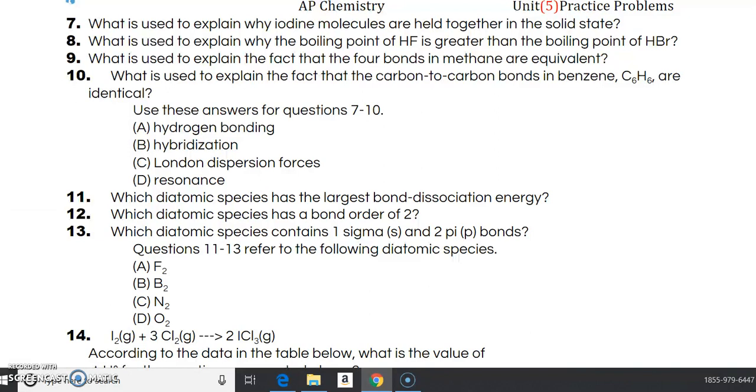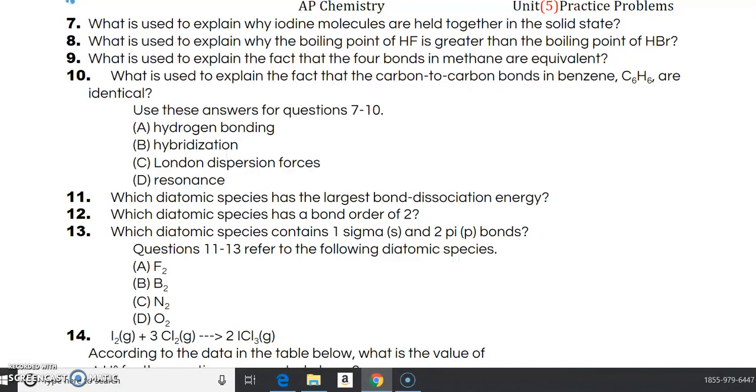And the reason why it's B is because they're equal and opposite to the central atom through hybridization. All right, and question number 10, last but not least, what is used to explain the fact that carbon-to-carbon bonds in benzene are identical? Well, benzene is this hexagonal structure that represents a resonance shape. So our answer is D, and the reason why it's D is because it contains a series of double bonds with single bonds, and it actually has a bond order of 1.5. So therefore it creates that hexagonal evenly shaped structure.